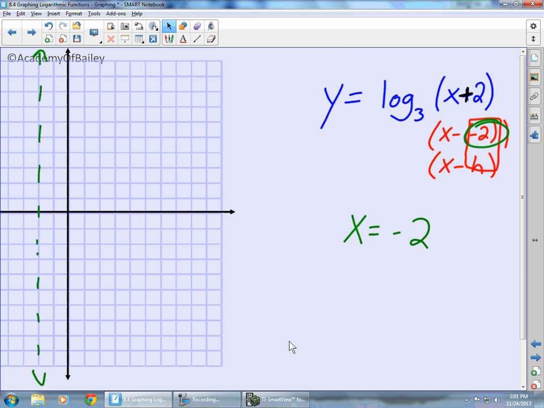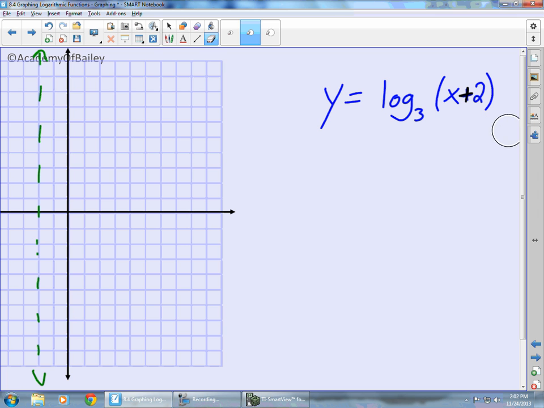Because we know the domain is going to be to the right of that vertical asymptote, that's going to be all the values that are greater than -2. That's the domain, and the range, of course, is all real numbers. So let me go ahead and get rid of this, and let me get rid of this. And let's come up with a table of values. Well, let's change it to exponential form. We know 3 to the y power is equal to x plus 2.